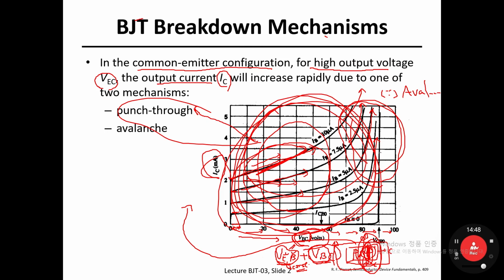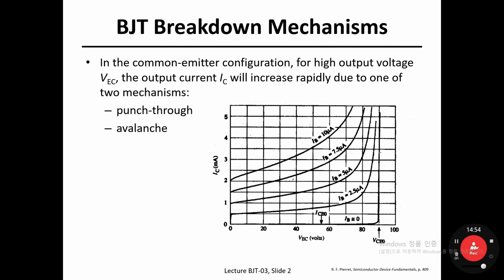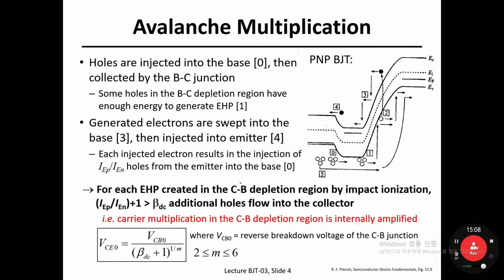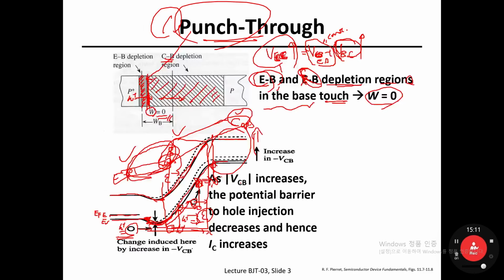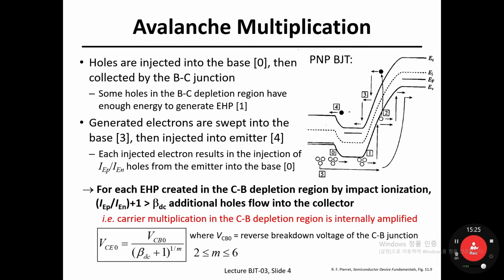How come, in your output characteristic plot, IC versus VEC, your current keeps increasing monotonically as your output voltage increases? All right. The second one is avalanche multiplication, avalanche breakdown. So, I mean, I'm talking about this part. How come the output current is not monotonically increasing, but exponentially increasing? Why is that? There should be another physics. So the answer is the avalanche breakdown event.